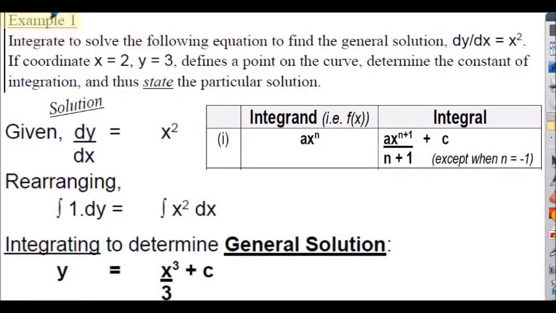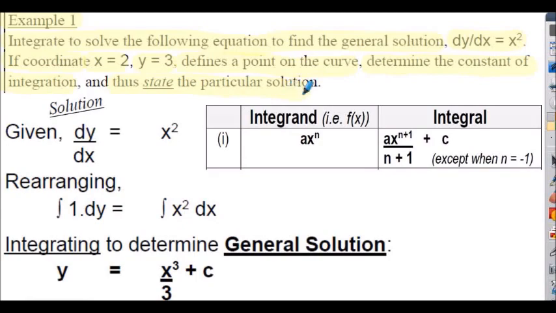Example 1: we're asked to solve the following equation to find the general solution. Here's the equation, dy/dx equals x squared. If the coordinate x equals 2, y equals 3 defines a point on the curve, we're asked to determine the constant of integration and thus state the particular solution.